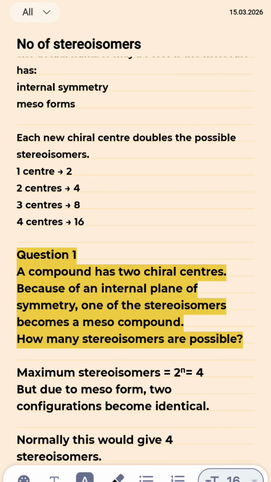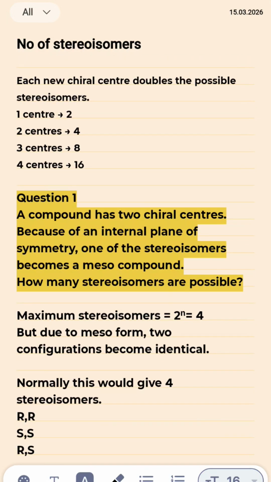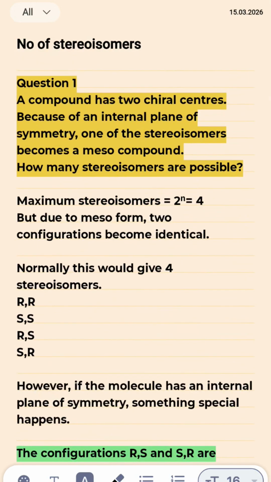If there is one center, 2 to the power of 1, that is 2. Two centers, 2 to the power of 2, is 4. Three centers, 2 to the power of 3, is 8. Four centers, 2 to the power of 4, is 16. So this is in general. I have given 4 questions along with the concepts. Let us see them one by one.